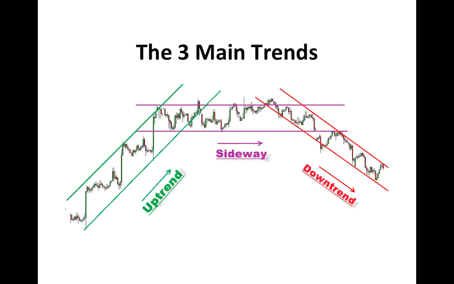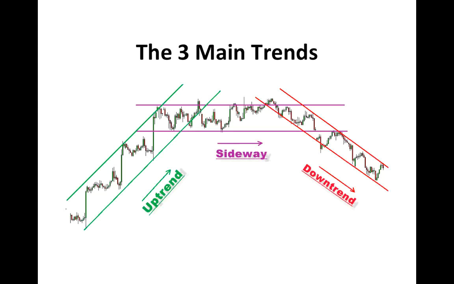So these are the three main trends in the market. The uptrend, where prices generally head up, the sideways, where the prices tend to move sideways, and lastly, the downtrend, where prices are going down. Typically, if you look at any chart, you find that the market is more or less in one of these three types of trends.